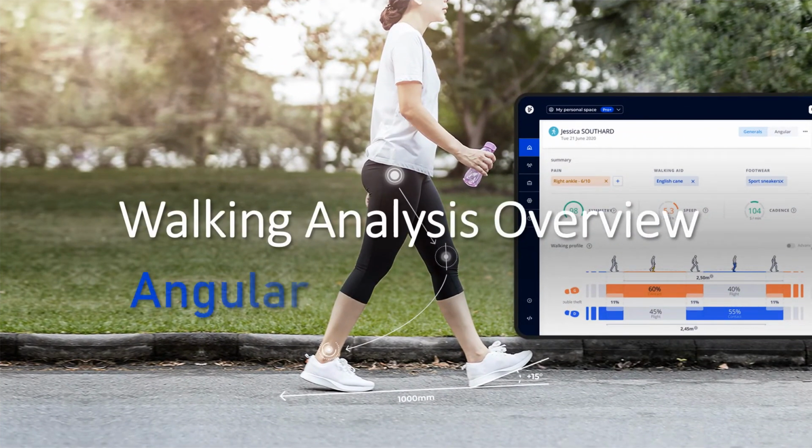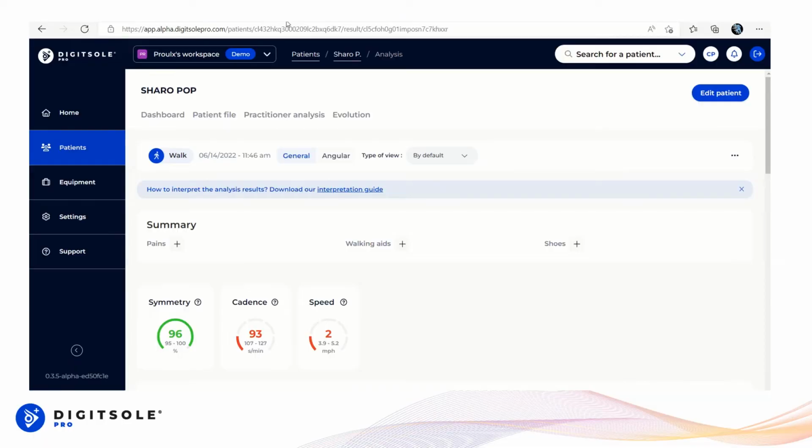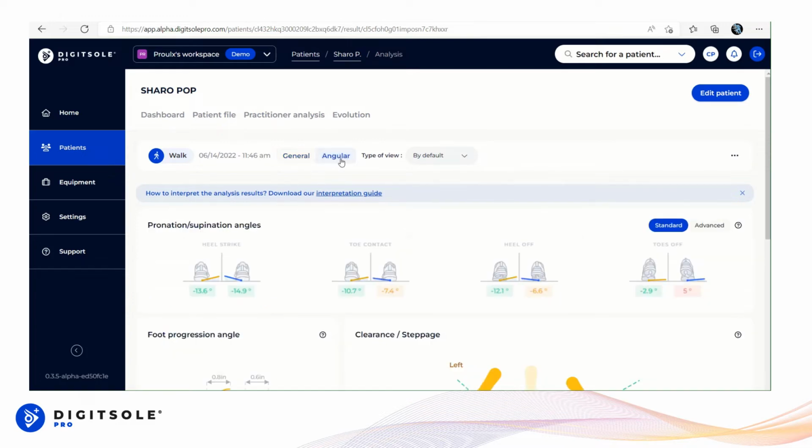So this is sort of a part two of the walking analysis overview. This is a brief overview looking at the angular portion of the analysis output. Again, as you can see, the dashboard has some of the tools across here; we're on the walking analysis. We'll cover those other aspects later. What you do is you click on Angular, and it's going to change the profile a little bit.